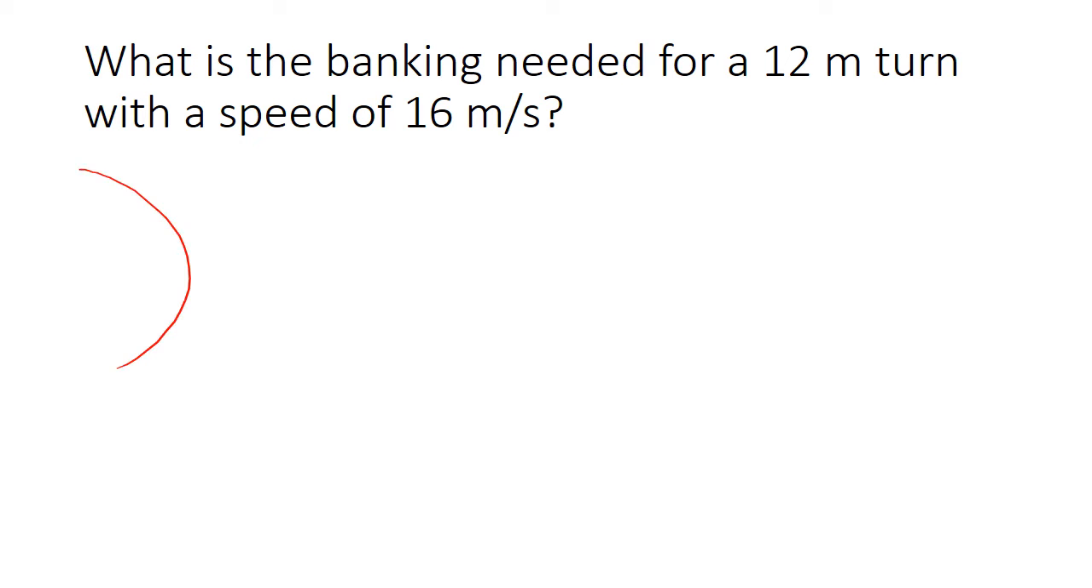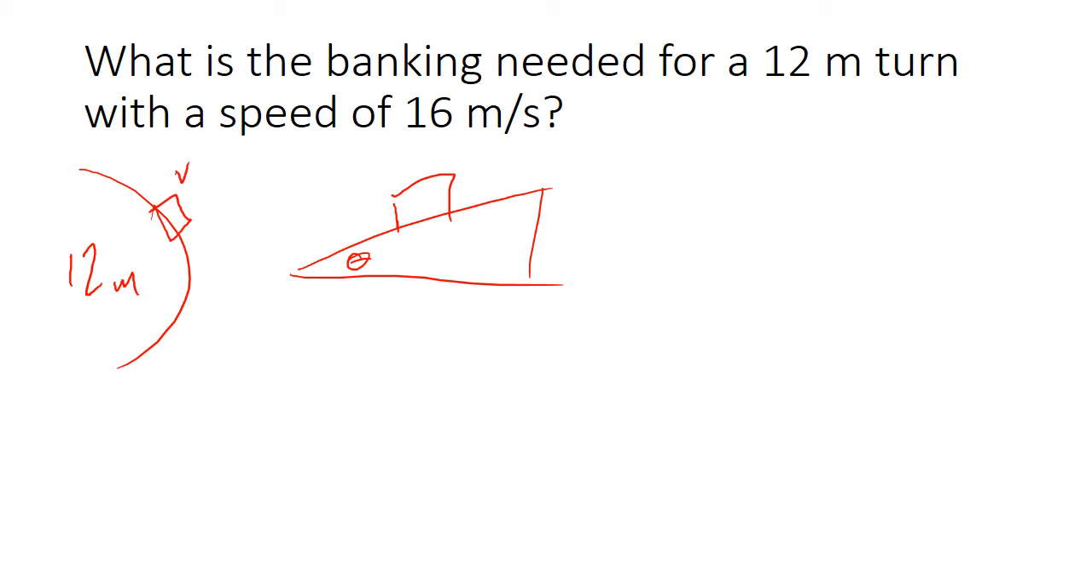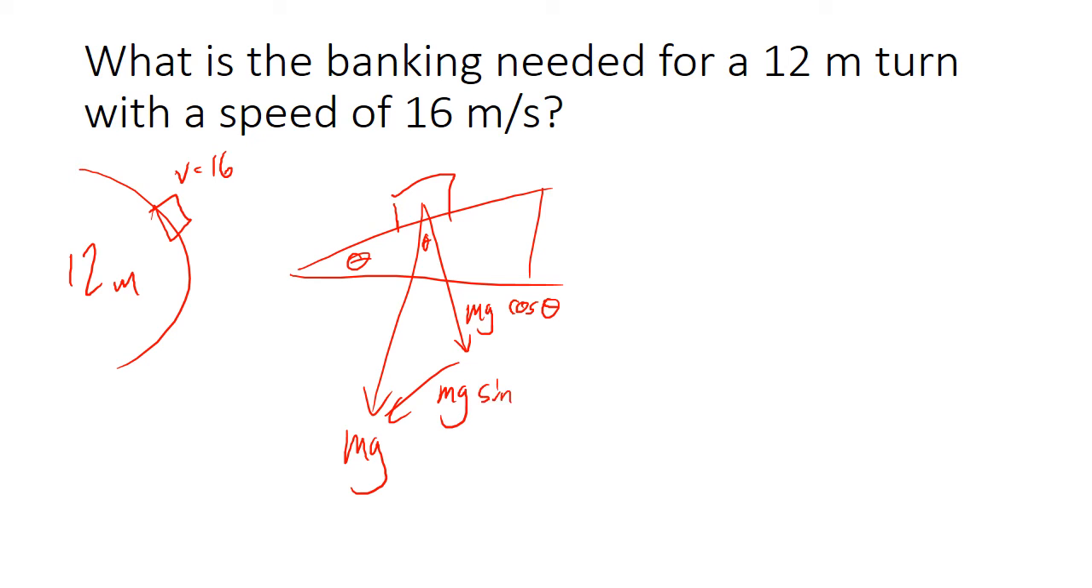But so same idea here. Here's your 12-meter turn. What kind of banking do you need? So we'll have that be a theta. And you've got a v is equal to 16. Alright, so this is going to be mg. It's not going to change a lot. So we're going to have, there's theta. So this is going to be mg cosine theta, mg sine theta. We're going to have a normal force, which we don't care about until tomorrow, and we're going to have a centripetal force, which goes out this way, Fc.